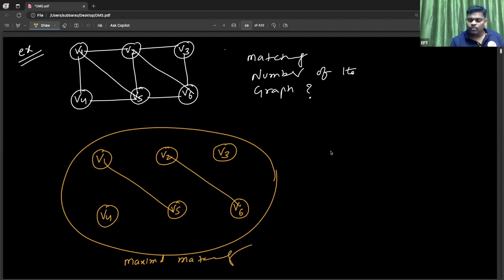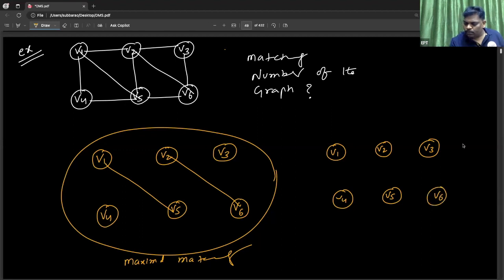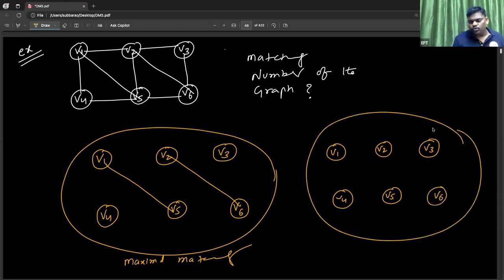Now see one more. V1, V2, V3, V4, V5, V6. I want to keep more edges. Already I kept 2. Can I do more than 2? Because among maximal matchings, whoever contains more edges, that number is called the matching number of the graph. Already my answer is 2. Can I increase it? Let's check.